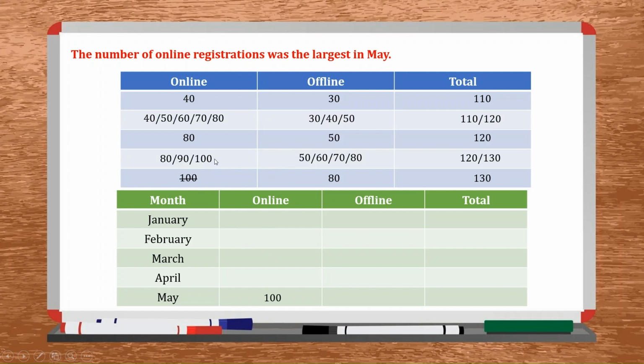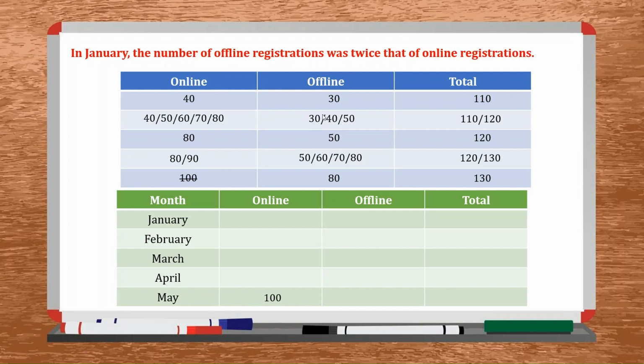Also, this fourth value from online, which can take the values 80, 90, 100, now cannot take the value 100 because May is the largest. So I can remove the value of 100 from the possible values for the fourth value from online.